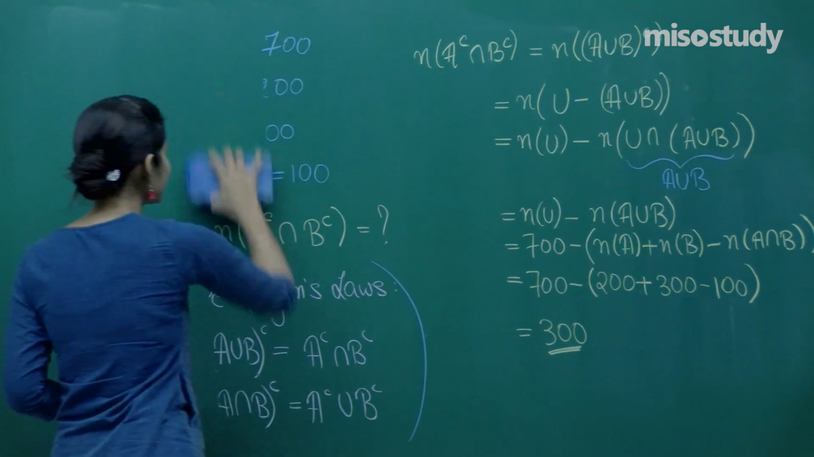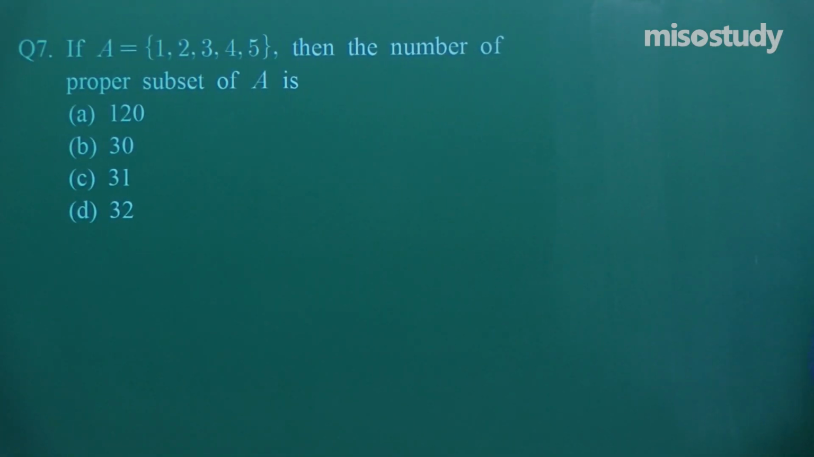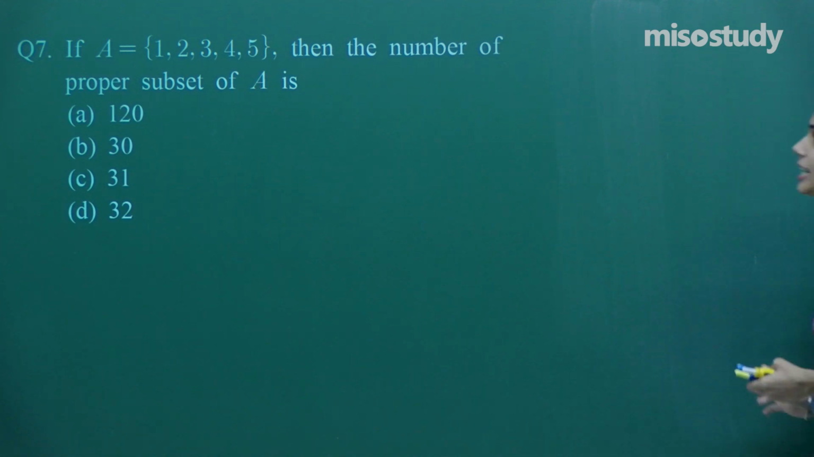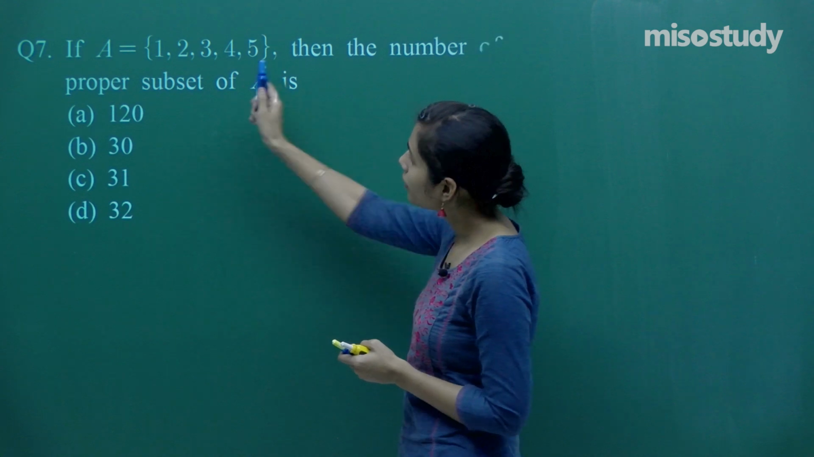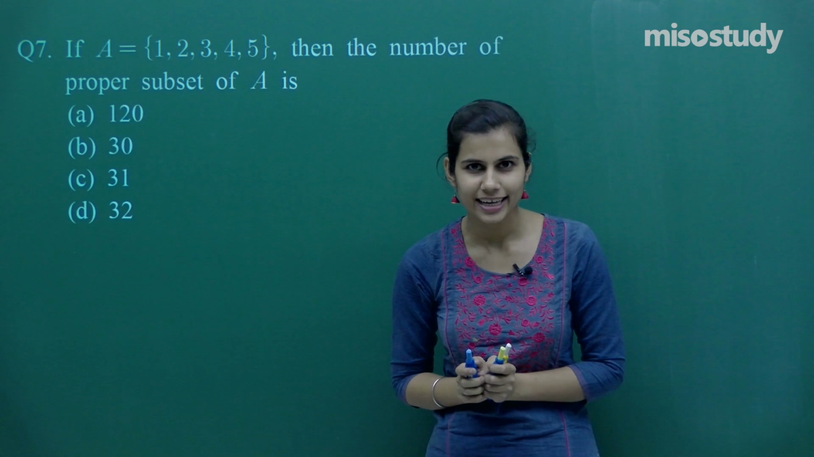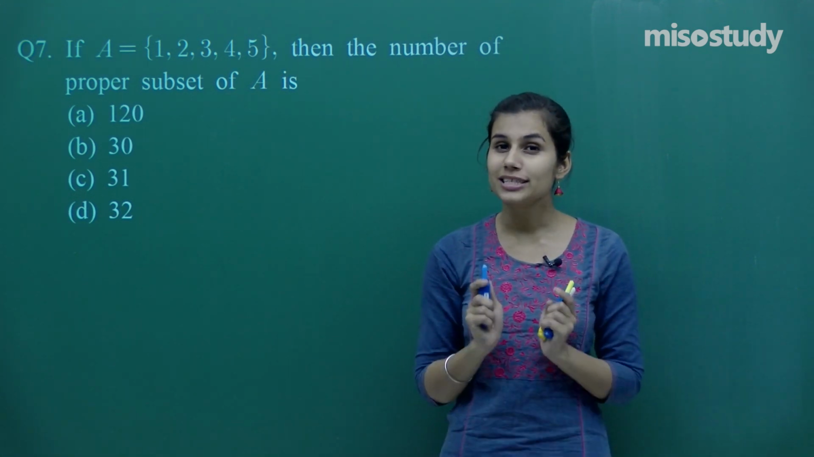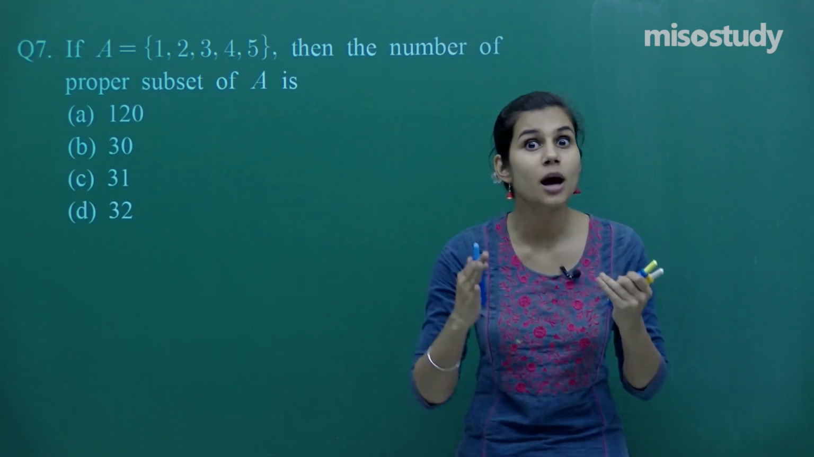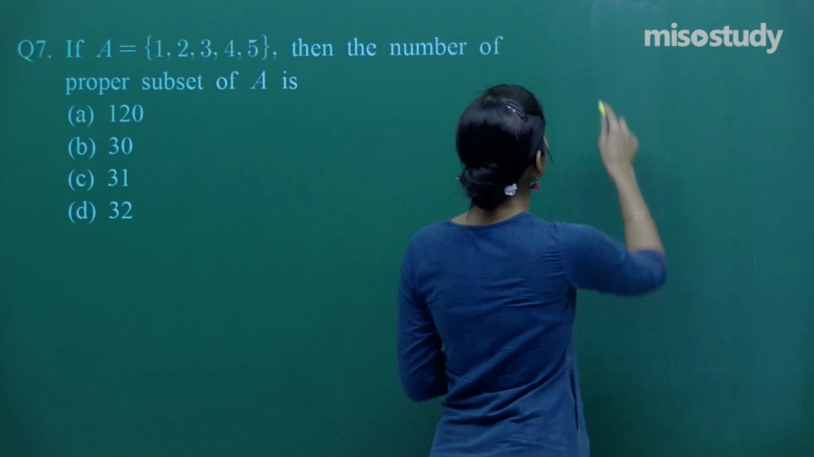Just take a look and start whacking your brains and thinking what can be done with that. What do you think question number 7 demands you to do? Question number 7 is already giving you a set A and asking you the number of proper subsets of A. We all know if we have a set, what is that one result from which we can find the number of subsets of a set. Let me remind you that result.